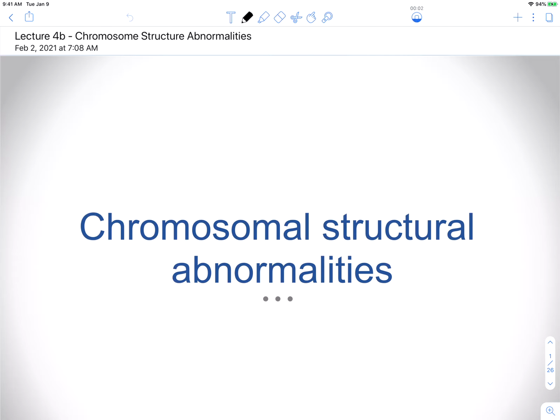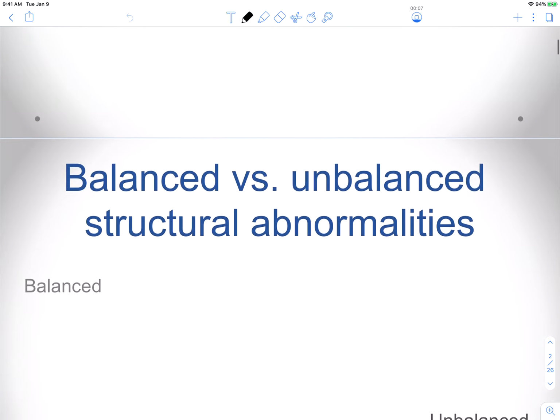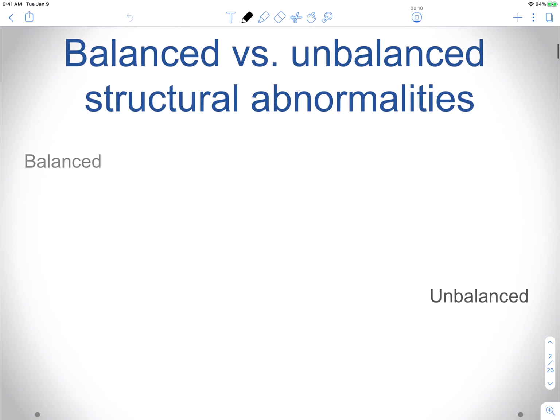Okay, so now we're going to discuss some different structural abnormalities with some examples. We're going to talk about balanced versus unbalanced structural abnormalities. A balanced abnormality is simply a rearrangement or some change in the location of genetic information. So we have rearrangements, and usually with a balanced one, that means no overall loss or gain of information.